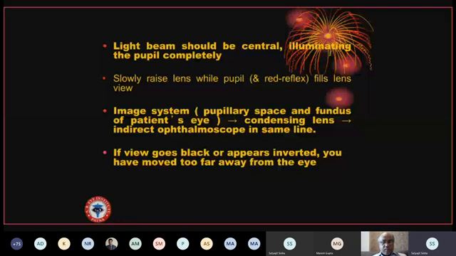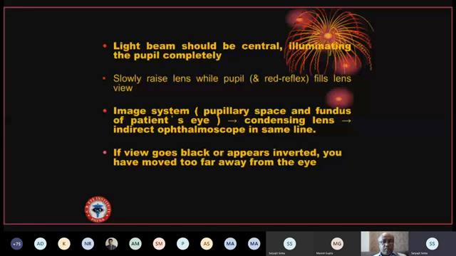Now the third point which I'm coming to is a very, very crucial point. You have to pay attention. The image system, what is the image system? The pupillary space and the fundus of the patient's eye. The condensing lens and the indirect ophthalmoscope always have to be in the same line. I have also a picture in a future slide where I'm going to explain this point. If the view goes black or appears inverted, you have moved too far away from the eye.